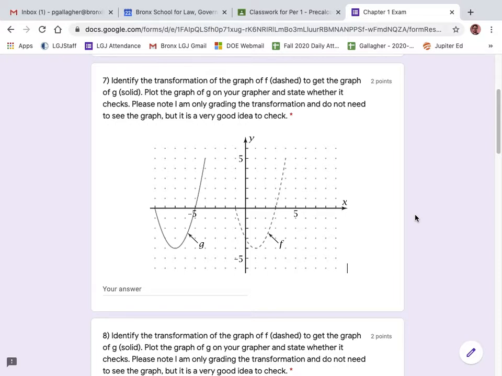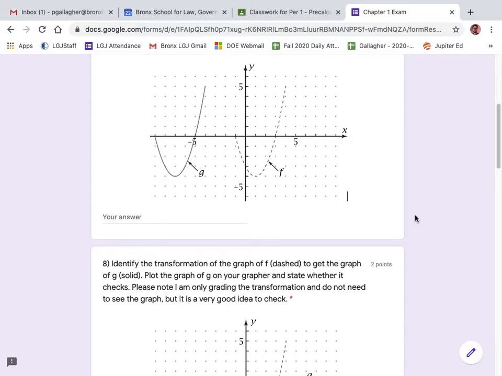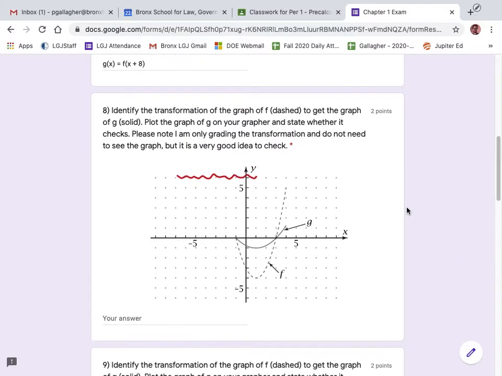Transformations. So we're going from the dashed to the solid. That's pretty important. I accepted a lot of different ways of describing it. However, with all of these, you couldn't just put transformation or dilation. You had to be specific. For this first one, it's moving from here, 1, 2, 3, 4, 5, 6, 7, 8. So you could have put a translation of 8 to the left. You could have put g of x equals f of x plus 8, because it's in the parentheses, so therefore it is different.